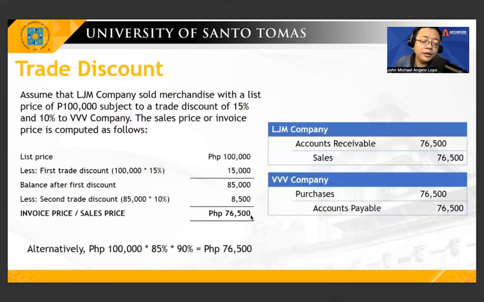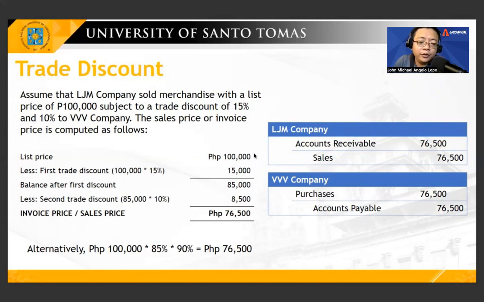So ito yung sinasabi ko kanina na trade discount, no? Automatic, it is to be deducted. So assume that LJM company sold the merchandise with the list price of 100 subject to the trade discount of 15% and a 10% to VVV company. No? The sales price or the invoice price is computed as follows.